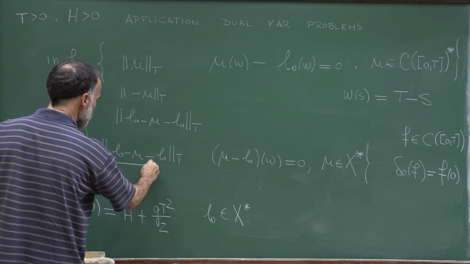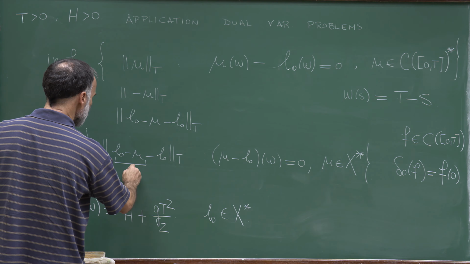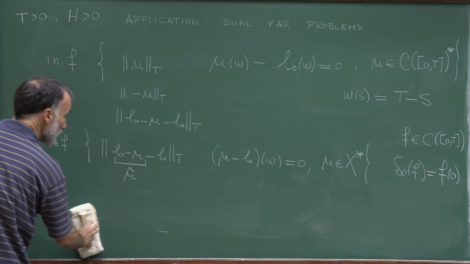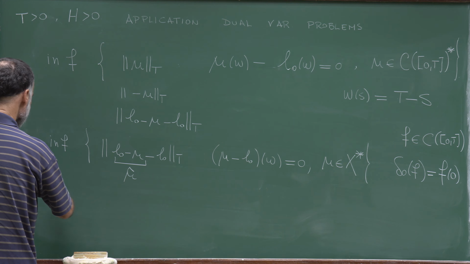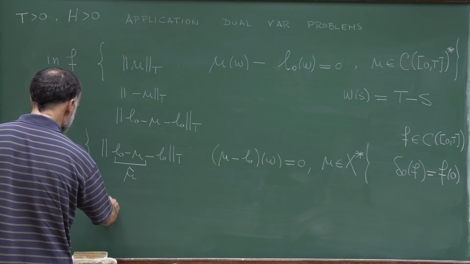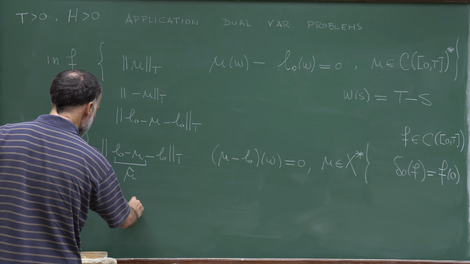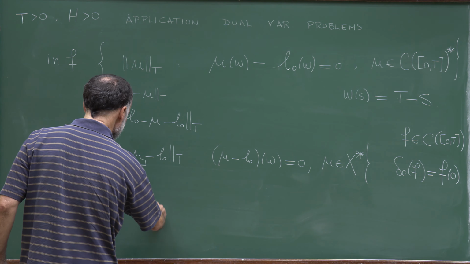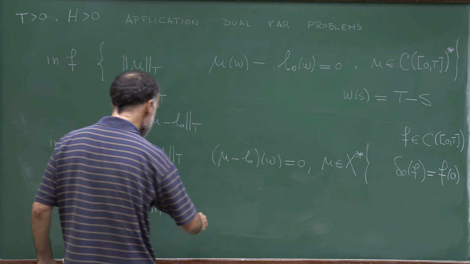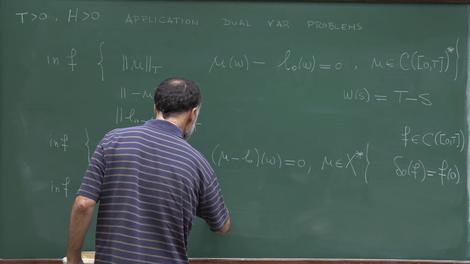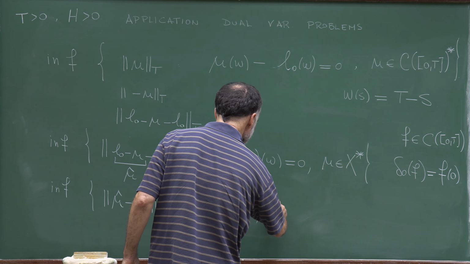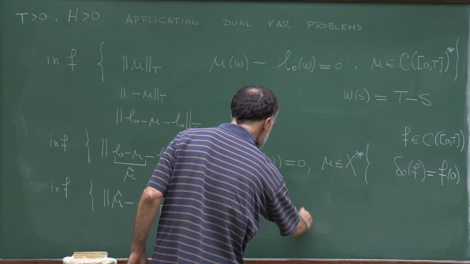But if I call this expression mu hat, you see that what I'm actually trying to do is minimize the norm of mu hat minus L0 t with the condition that mu hat at W is equal to 0. And here mu hat belongs to X star.